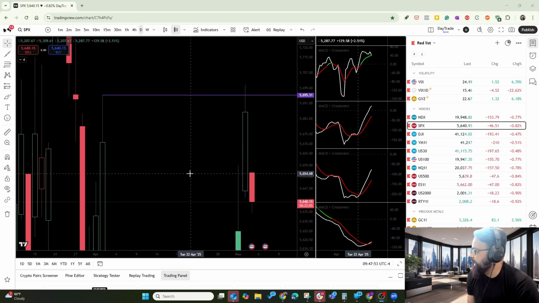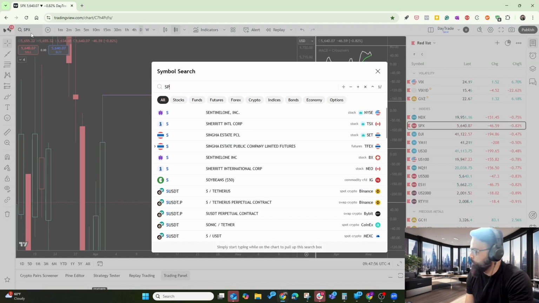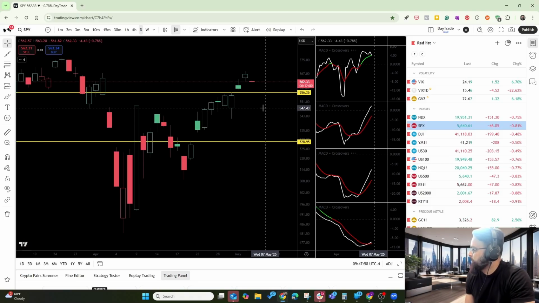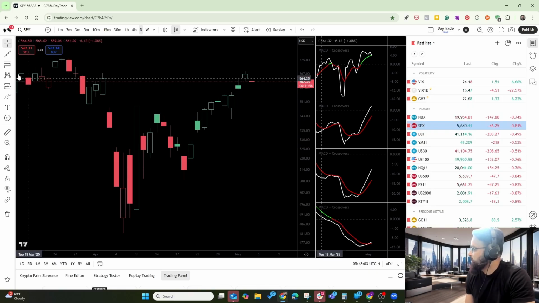This is the SPX. You could also do this with the SPY. I know most people look at SPY, so let's look at that. Let me clear all the drawings, so I'll show you from the very beginning what I look at.